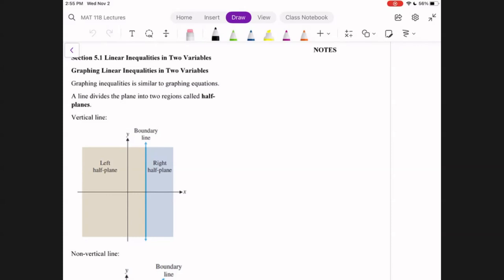Okay, so first let's think of some terminology here. Graphing inequalities is similar to graphing equations, right? So you can think, instead of graphing y equals 3x plus 2, we might have to graph y is greater than 3x plus 2. How do these two compare?